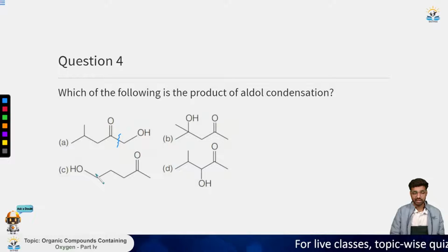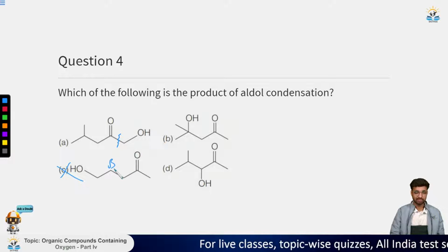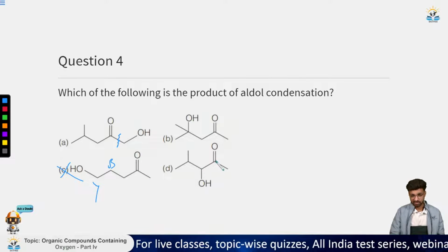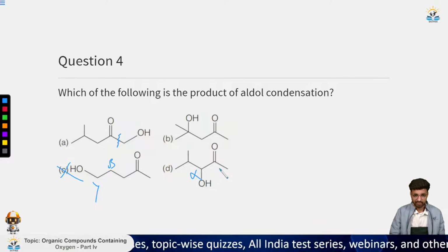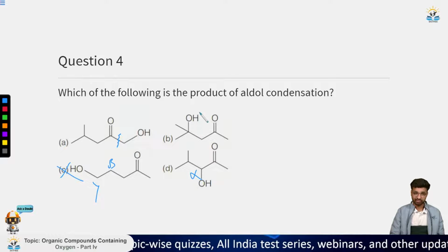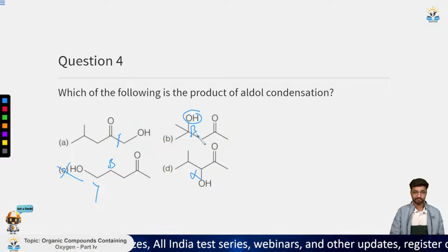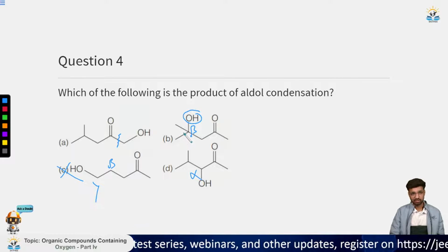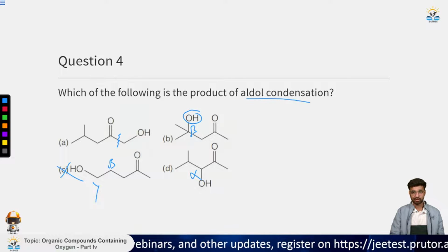Aldol product is basically beta hydroxy ketone. This one is not a beta hydroxy ketone because this is the beta position and OH is present on the gamma position. Similarly, it is present at the alpha position, so this is also eliminated. At last, we can have this one as your alpha beta, beta hydroxy. Let us see which of the following can be a product of aldol reaction or not.